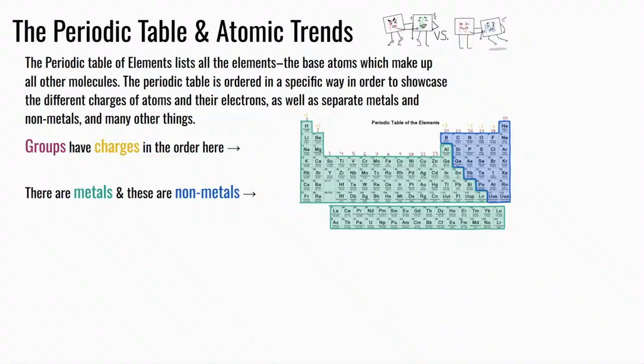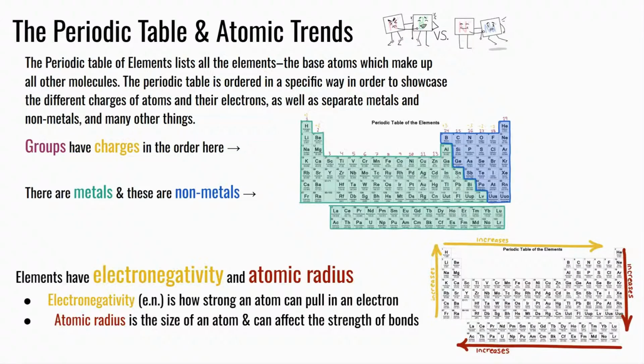This is the periodic table of elements. It lists all discovered elements and was designed in order to showcase different characteristics of the elements. Here on the table are the charges, which tell you the amount of pull an atom has due to its electrons. And here we can see the nonmetals and the metals, which will be our focus for today. Electronegativity and atomic radius can also be seen through the trends of the periodic table. All of these properties and trends help to determine the strength of an atom and its bonds.